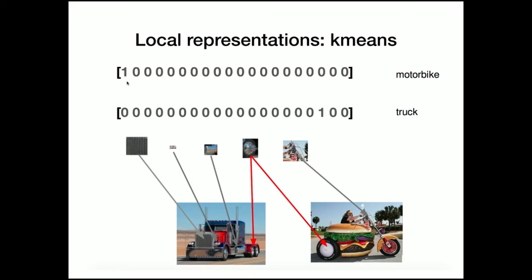This is the representation that k-means would learn. There are as many numbers as patterns that you know. And then you just say one for the closest pattern that you know. So this motorbike that you see here is closest to this index right there. But this truck here is closest to this index right here. But the problem with this approach is that there are so many ways that you can have motorbikes.